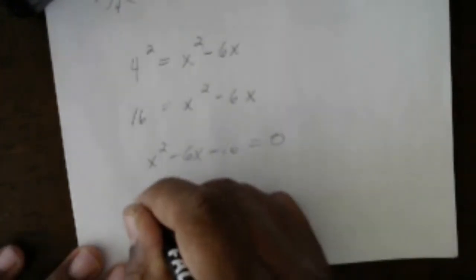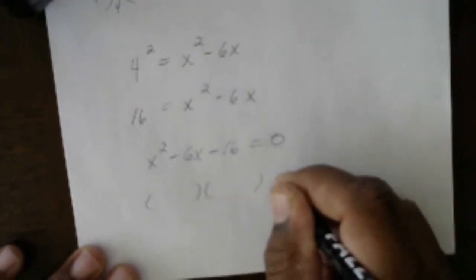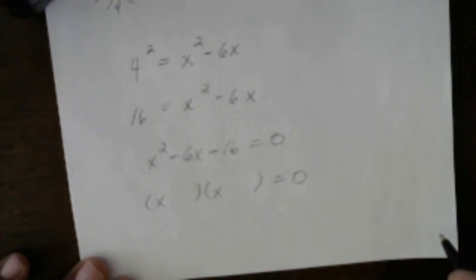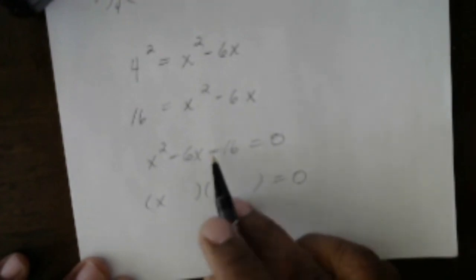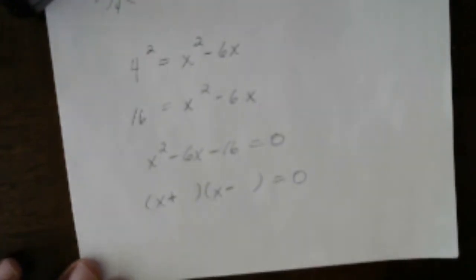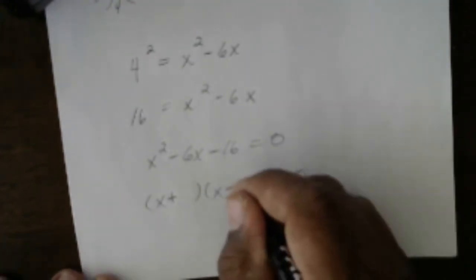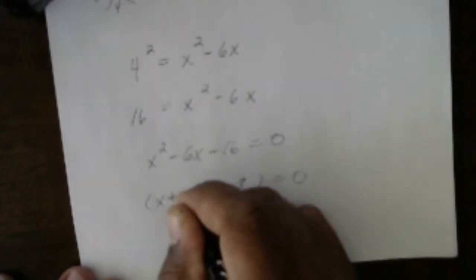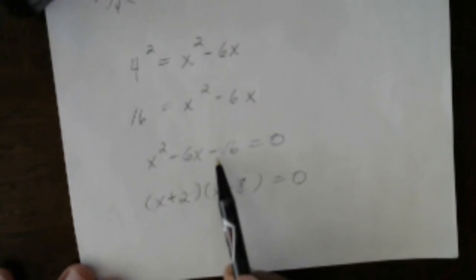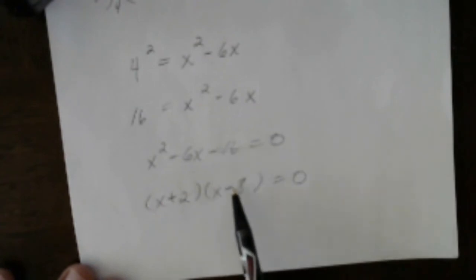I'm going to first try to factor it, and I believe this is factorable. I'm going to make 2 sets of parentheses. I'm going to put x in front. Since my last term is negative, one of my numbers has to be positive. One has to be negative. I'm going to use a negative 8 and a positive 2, because 2 times negative 8 is negative 16. But when I add negative 8 plus 2, that is negative 6.